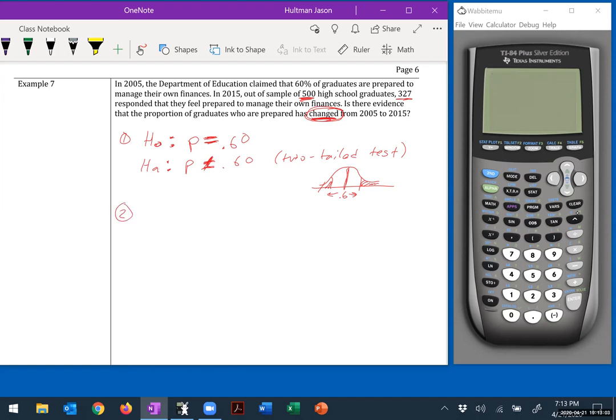Okay, number 2. What type of proportion test are we using here? We're doing a 1 prop Z test. Okay, 1 prop Z test.